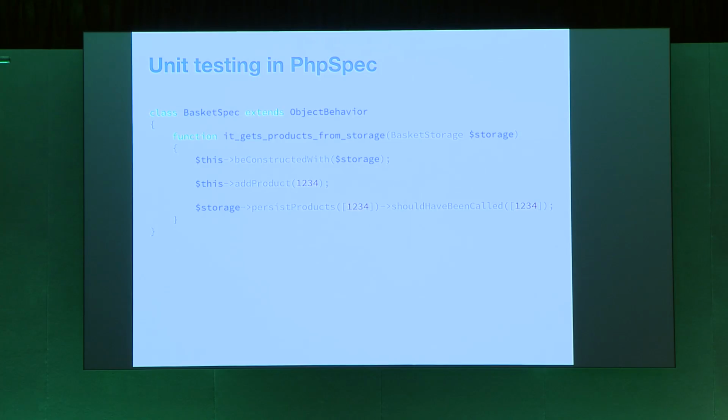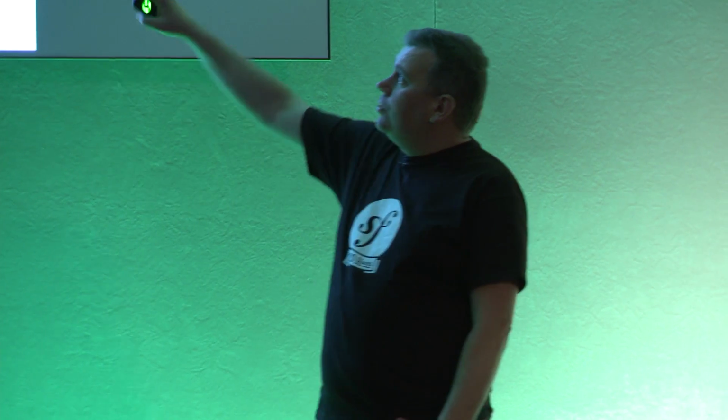Same test in PHPSpec. This is the first time we've seen PHPSpec because it is not useful for integrated tests. It's not useful for service layer tests. It's not useful for UI tests. It's just for unit testing. Because it's just for that, it's a little bit less verbose than PHPUnit, because PHPUnit has to also cater for all those other types of testing. In PHPSpec, we can take some shortcuts, because we just know you're doing unit tests. So here we say it's constructed with the storage object, add the product. This method on the storage object should have been called.